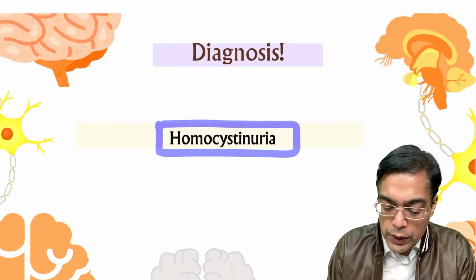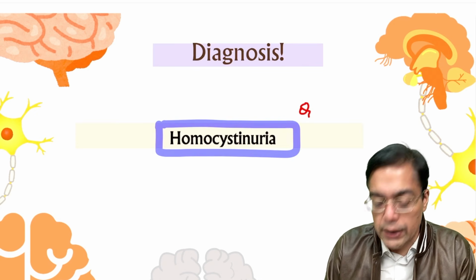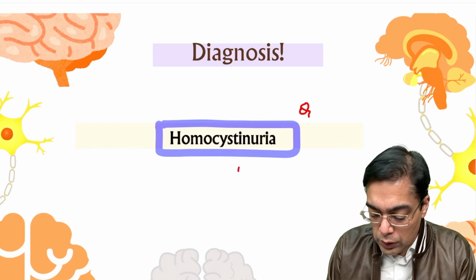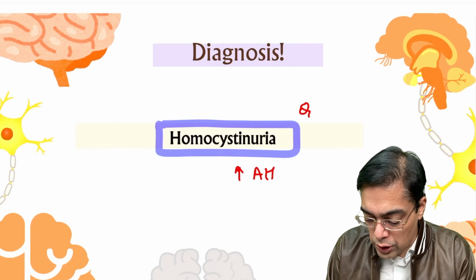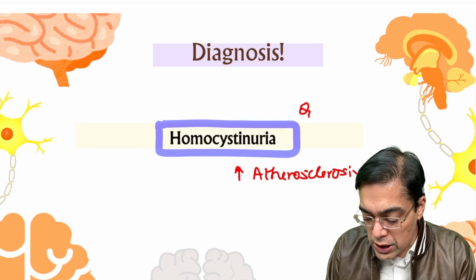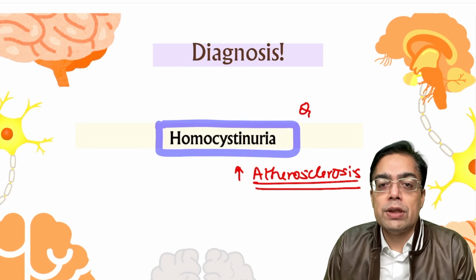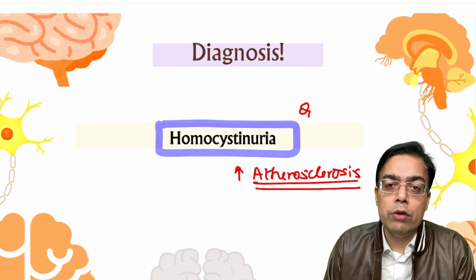Now, do you know the link of homocystinuria with cardiovascular medicine? Homocystinuria patients are going to be having a higher than normal risk or development of atherosclerosis. This is attributed to the fact that increased levels of homocysteine are going to be contributing to endothelial cell injury, and that is where the patients are going to be having a higher risk or development of atherosclerosis.